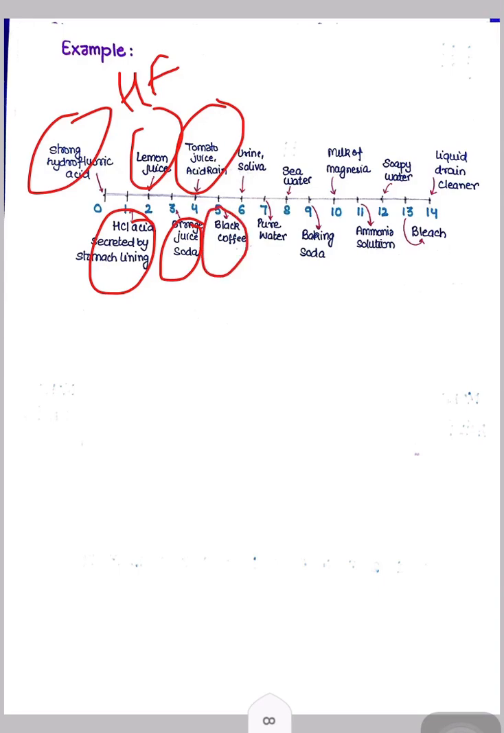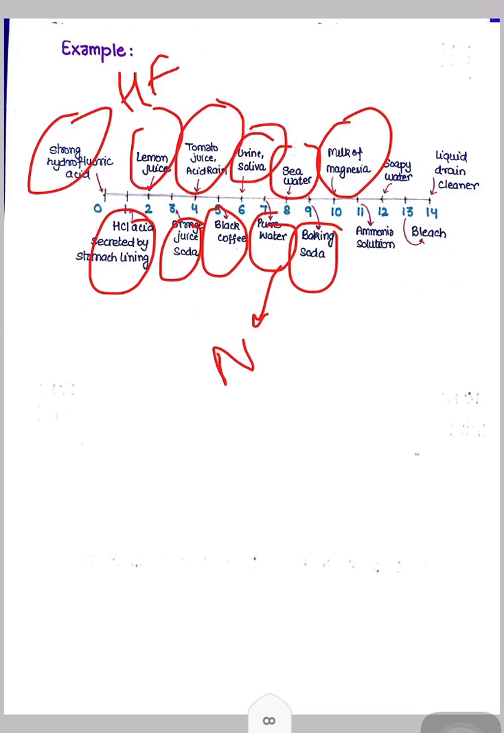At pH 5, we have black coffee. Urine and saliva have pH in the range 6 to 7. And pure water has pH 7, that is, it is neutral. Next, seawater is saline in nature, so it comes under pH 8. Baking soda, pH 9.